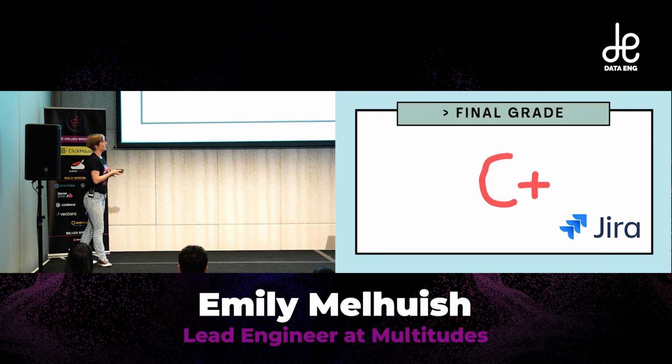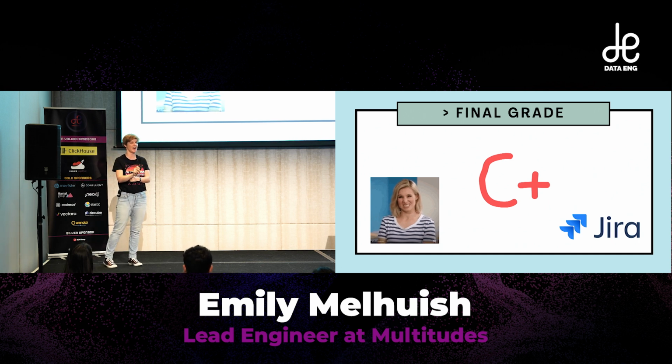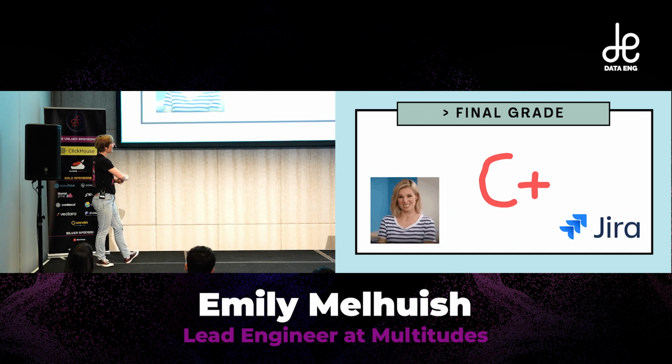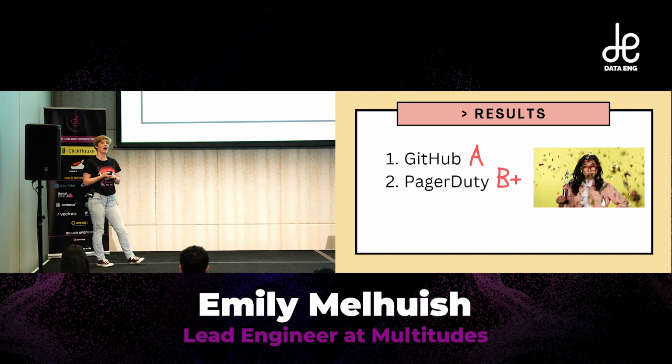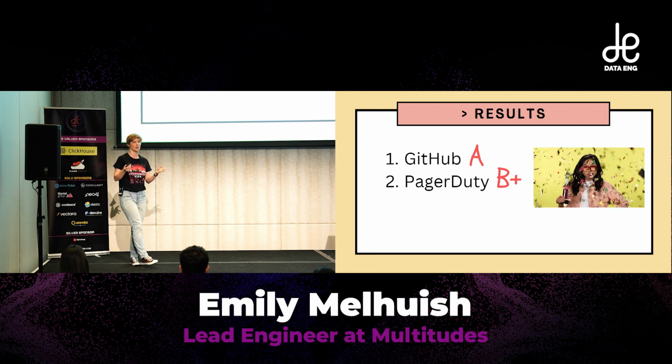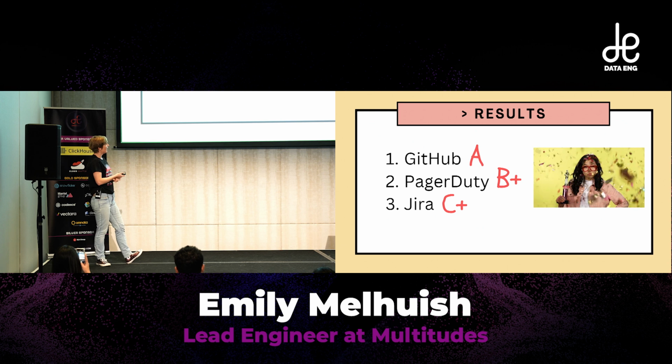So Jira gets a barely passing C+. Really hard to integrate with. The data is not the best, but we made it work, so that's okay. So our final results: we have GitHub, in with an A, well done. Just wish you had maybe typed your events, that would have been handy from a data schema perspective. PagerDuty, in with a B+, pretty good, just some weird decisions on what data was there. And then Jira with a C+.